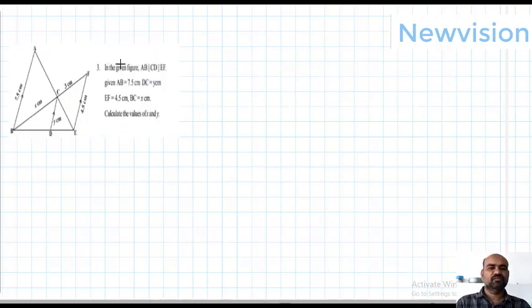This is the next problem, third problem from exercise 8.2. In the given figure, AB parallel to CD parallel to EF, and given AB equal to 7.5 centimeters, DC equal to 5 centimeters, EF equal to 4.5 centimeters, BD is equal to x centimeters. Calculate the values of x and y. So this is another interesting problem. Again I want to draw the diagram for this. This is one line, this is another line.